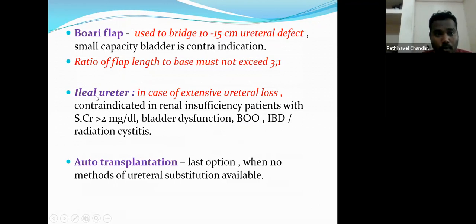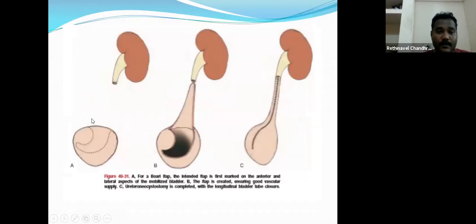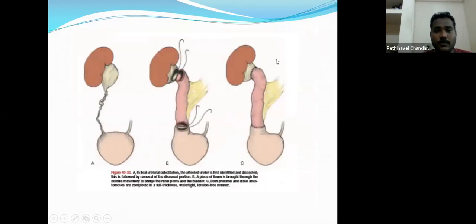Autotransplantation is the last option. If you are not able to do an ileal ureter, then the kidney is transplanted. You remove the kidney and keep it near the bladder in the pelvis area, and they will switch it. That is called autotransplantation. So in the psoas hitch, the ipsilateral dome of the bladder is sutured to the psoas minor. Remember, psoas minor tendon, and the genitofemoral nerve is the nerve injured. The Boari flap is for a defect of 12 to 15 centimeter, where they take the flap from the dome and superior surface of the bladder, and the flap length to base ratio is 3:1. Remember, 3:1 ratio. Then the ileal transposition is for entire ureteral loss.